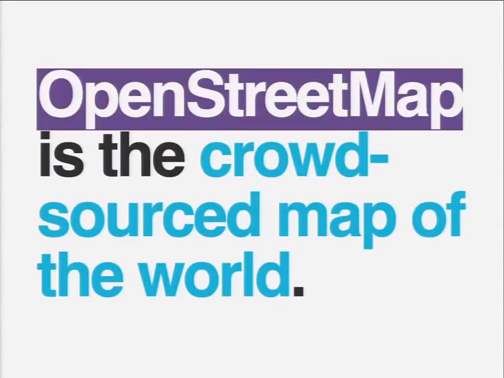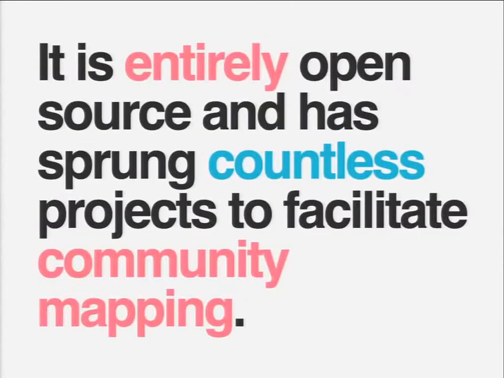OpenStreetMap is the crowdsourced map of the world. Some people call it the Wikipedia of maps. It is entirely open source and has sprung countless projects to facilitate community mapping. Everyone who contributes to OpenStreetMap adds data, changes data, updates data, removes incorrect data to this one central data set that then gets distributed to hundreds, thousands of projects. If you've ever used a Stamen-based map, a Mapbox-based map, if you've ever been on Craigslist or Pinterest or Foursquare, all of that data comes from OpenStreetMap. And there are tons of people working all the time to make that data better and make it work better. Because people use it for routing, they use it for directions, they use it for analysis, they use it for all kinds of stuff, and you can download any of that data and use it anytime.